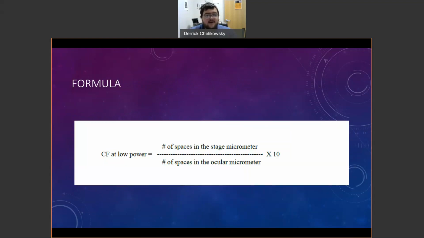For instance, this is our formula. The calibration factor at low power is the number of spaces in the stage micrometer in the numerator, the number of spaces in the ocular micrometer as your denominator, and all multiplied by 10. Why, keep in mind, do we multiply by 10? Keep that in mind as we go forward.